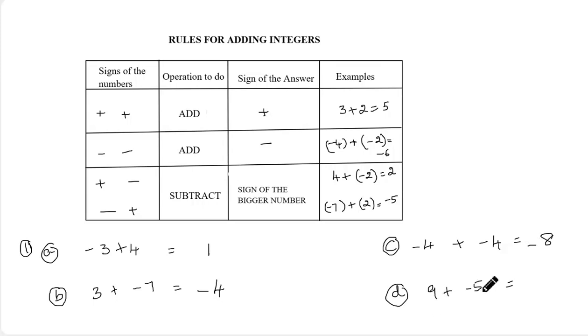Now look at the last one, 9 plus minus 5. Again it's a positive number and a negative number, plus and minus. So plus and minus means subtract and put the sign of the bigger number. So subtract 5 from 9, you get 4, and the sign of the bigger number 9 is plus, which we won't be actually writing. It's just understood that 4 is a positive number.